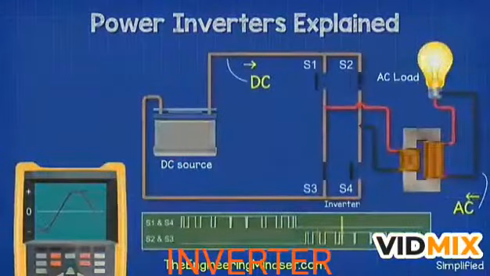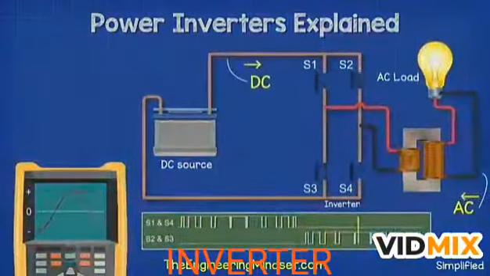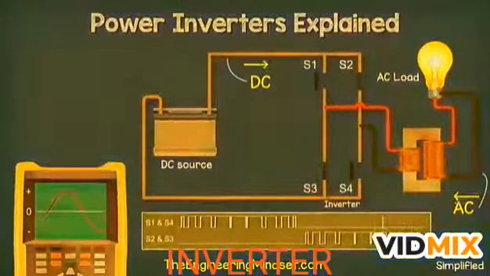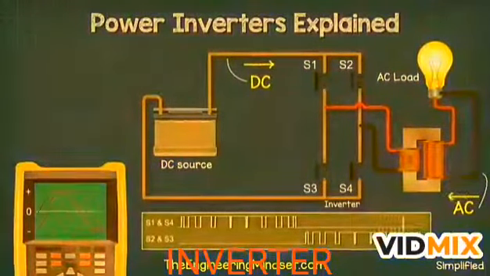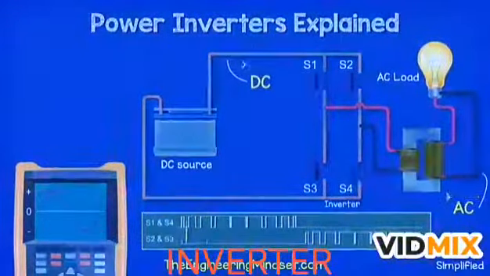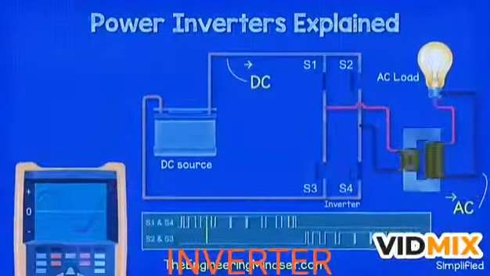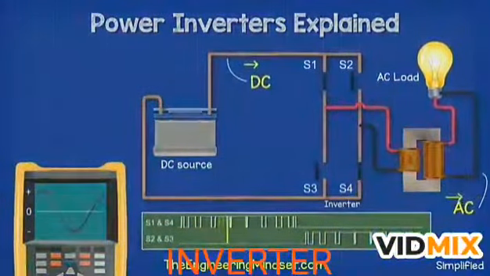So that's how we can take a 12-volt DC battery and convert this into a 120 volts or 230 volts AC supply by using some IGBTs, pulse width modulation, and a transformer. But what if we needed more power?